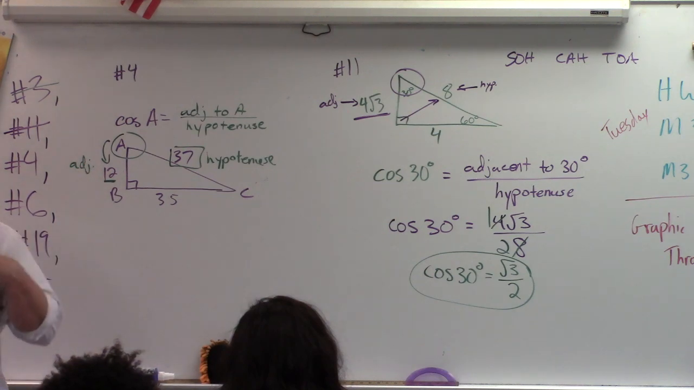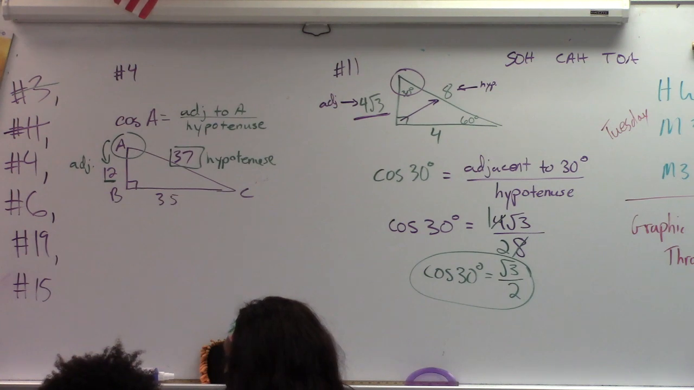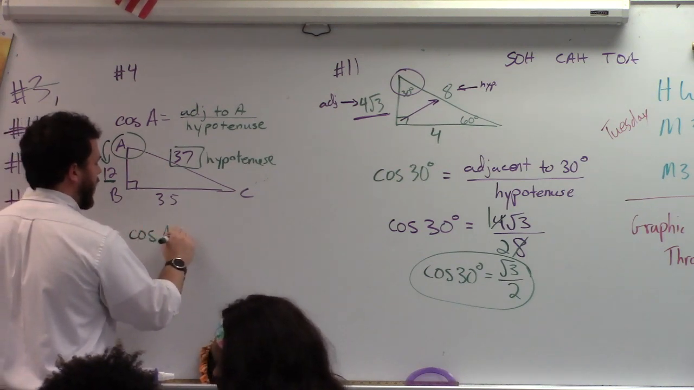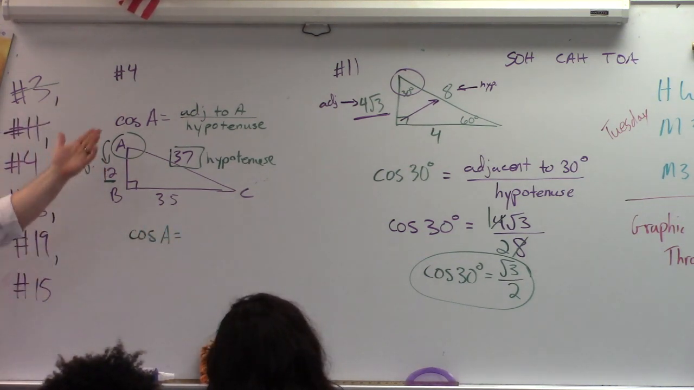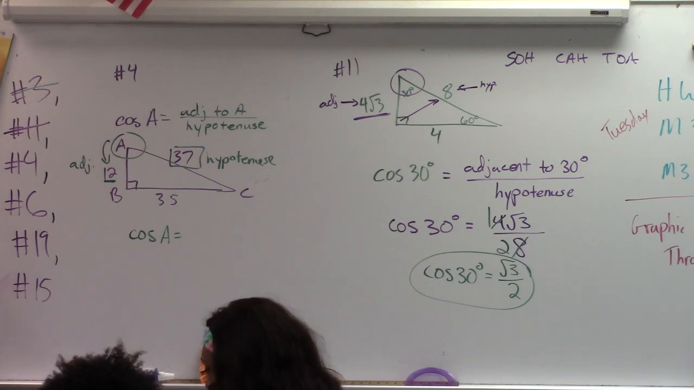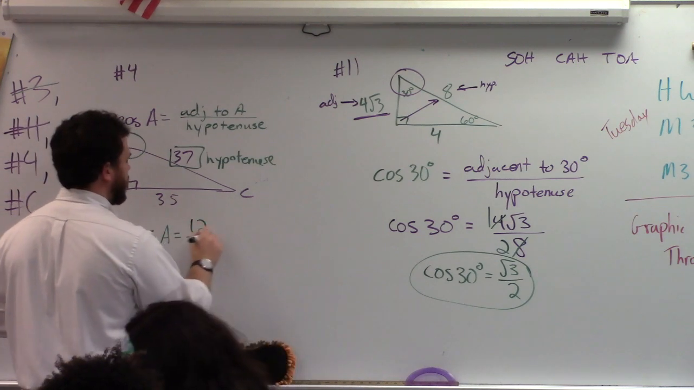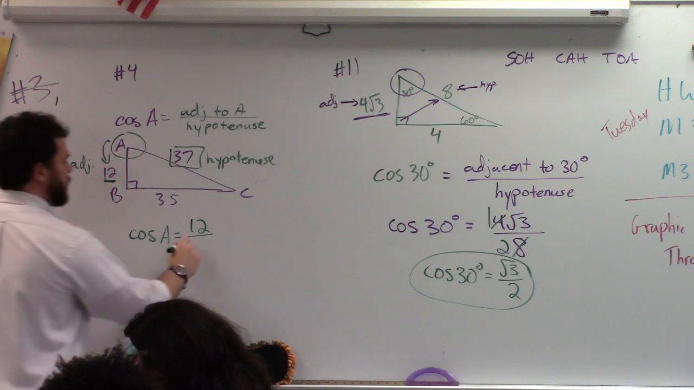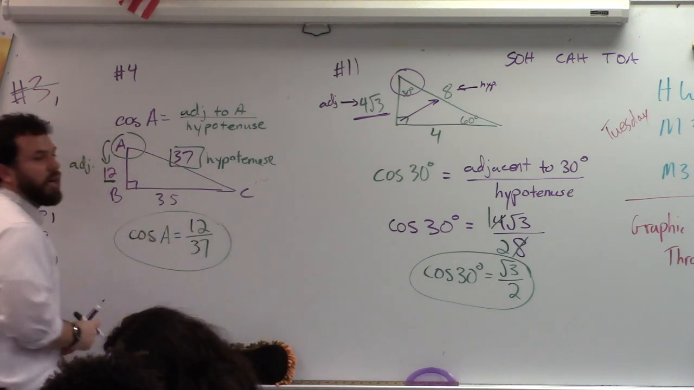And this is something that I brought up last week, specifically group 7, I talked about this. What side should we always identify first? Hypotenuse. If you identify the hypotenuse, it makes the rest of it easy. So now, the cosine of angle A. Ren, what's going to take the place of the adjacent to A? 12. Claire, what's going to take the place of the hypotenuse? There we go. There is the cosine of angle A.